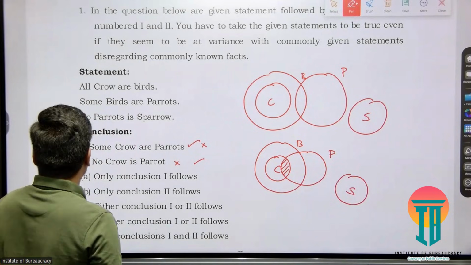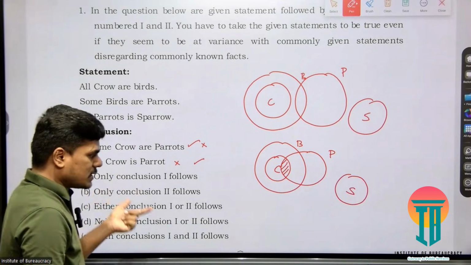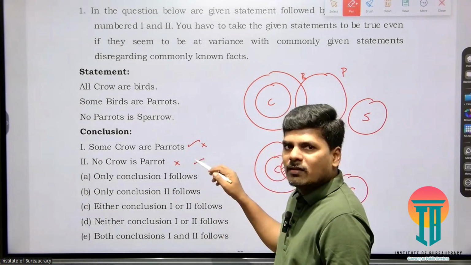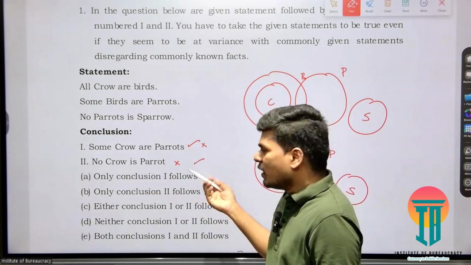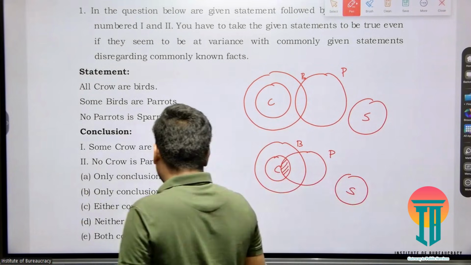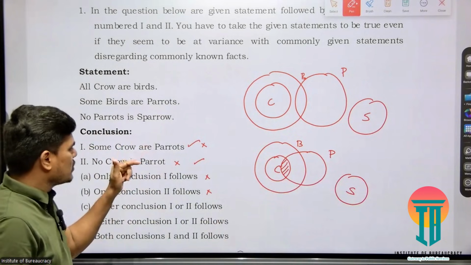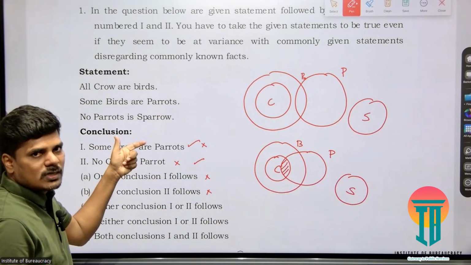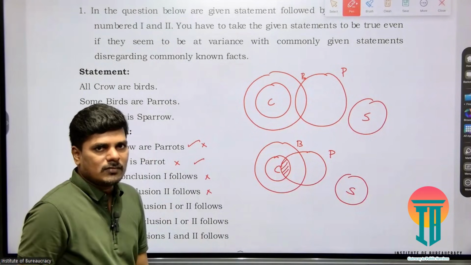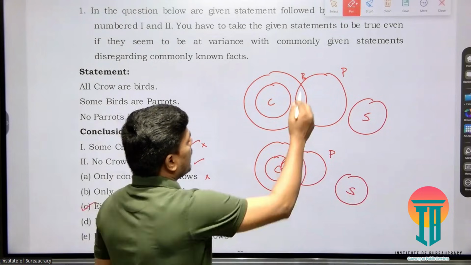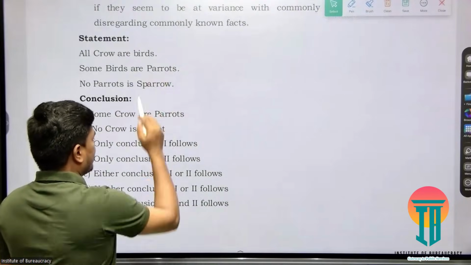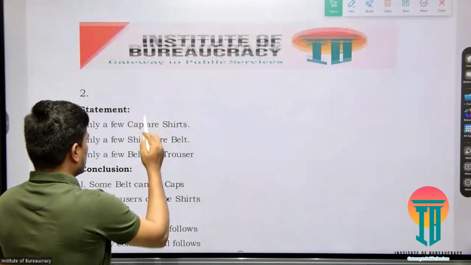So if you look at the options A, B, C, D, E, only conclusion 1 follows. We cannot say conclusion 1 may follow or conclusion 2 may follow. So these things we can eliminate directly. Either conclusion 1 or 2 follows. If this one follows, that one is not true. If that one follows, this is not true. So either of the conclusions follows. That's going to be the answer for this question. Let's solve one more question based on this so that you will get a better understanding.